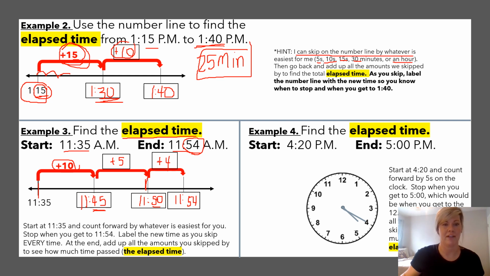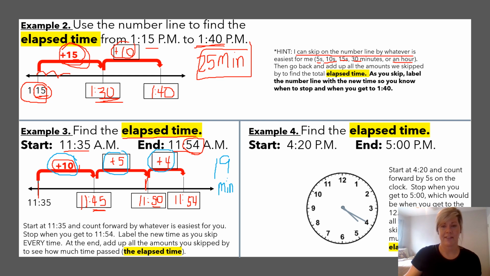Now that's not what we're looking for. We already know 11:54. We need to answer what is the elapsed time. So to do that, we go back and we add up all of these times that we skipped by. 10 plus 5 plus 4. Well, 10 plus 5 is 15, and 15 plus 4 is 19. So we would say 19 minutes have passed, or 19 minutes is your elapsed time.